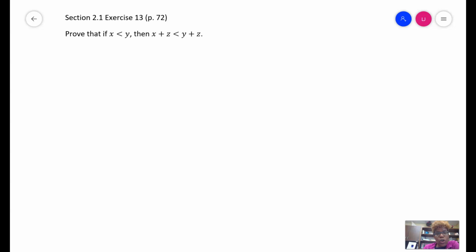We started this problem in class, and I thought it was a good idea for me to go on and complete it. So we're to prove that if x is less than y, then x plus z is less than y plus z.